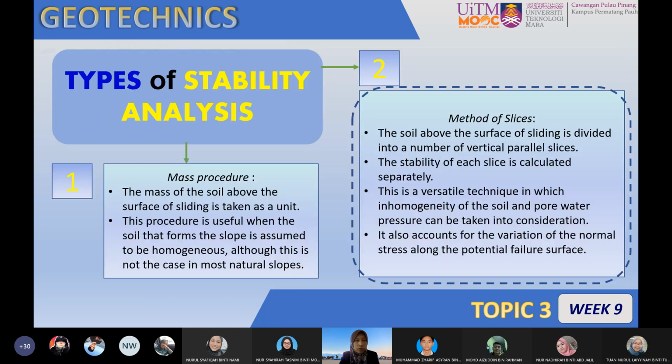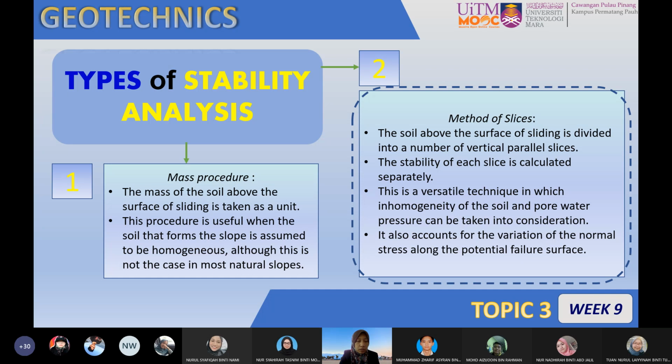And we go next to the types of stability analysis. For this time, we can see that slope stability analysis can be done using 2 different procedures or 2 different methods. First, we can adopt the mass procedure method, and then the second one we can adopt using the method of slices. What are the differences between these 2 methods or procedures?